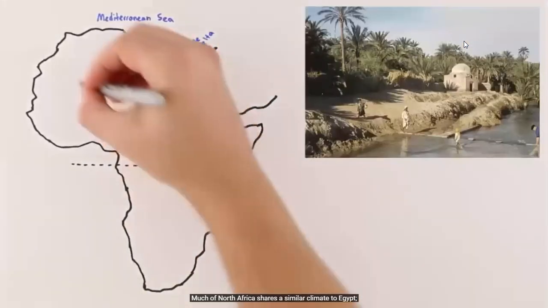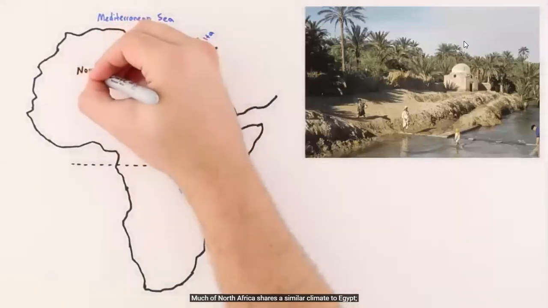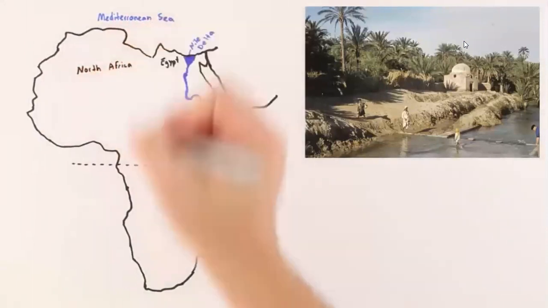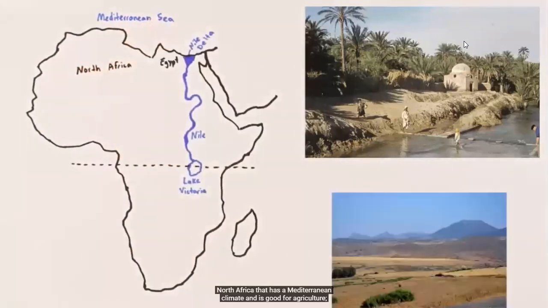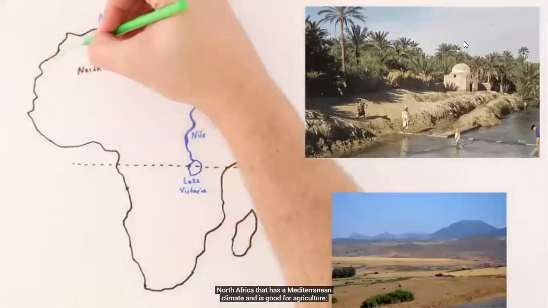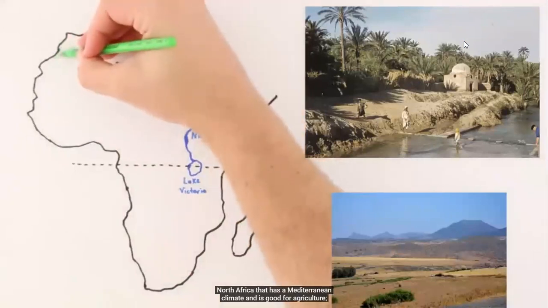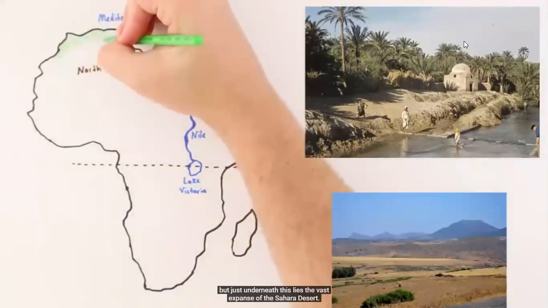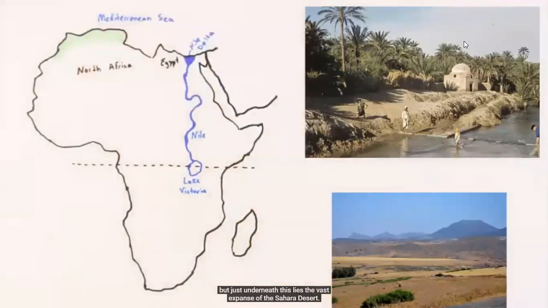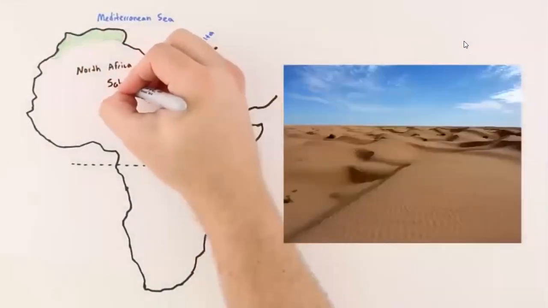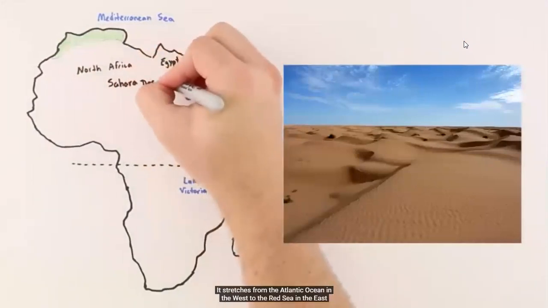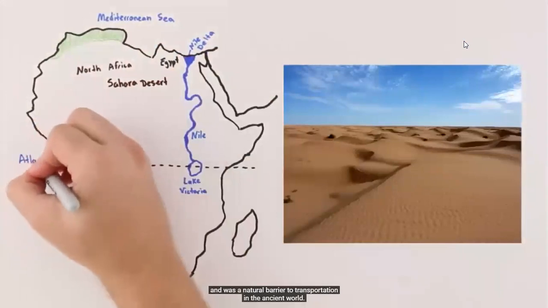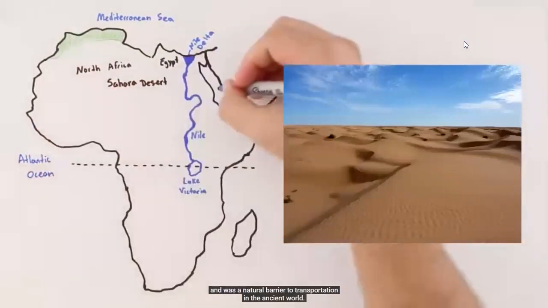Much of North Africa shares a similar climate to Egypt, dry, desert-like conditions with little rain. There is a small strip of land in North Africa that has a Mediterranean climate and is good for agriculture. But just underneath this lies the vast expanse of the Sahara Desert. It stretches from the Atlantic Ocean in the west to the Red Sea in the east, and was a natural barrier to transportation in the ancient world.